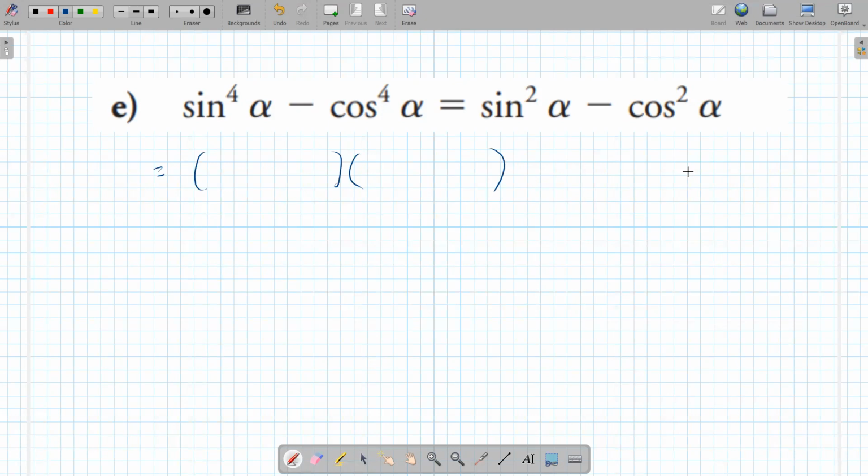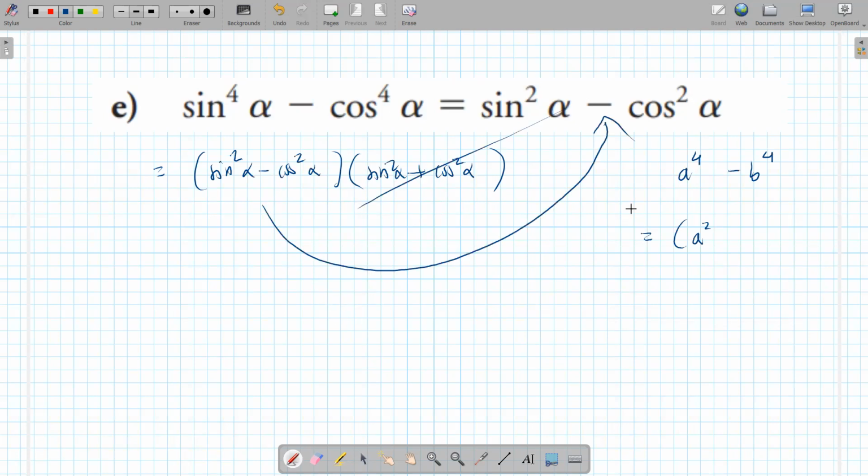So it's in the form of a to the power of 4 minus b to the power of 4. It'll be sine squared minus cosine squared. What are the other bracket? You just do plus. And you basically have the answer because sine squared plus cosine squared is 1. Multiplying by 1 makes no difference. So it's just a one-step answer.